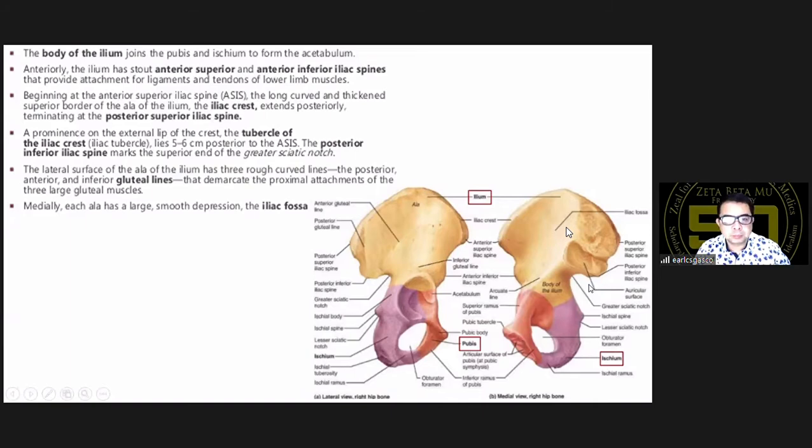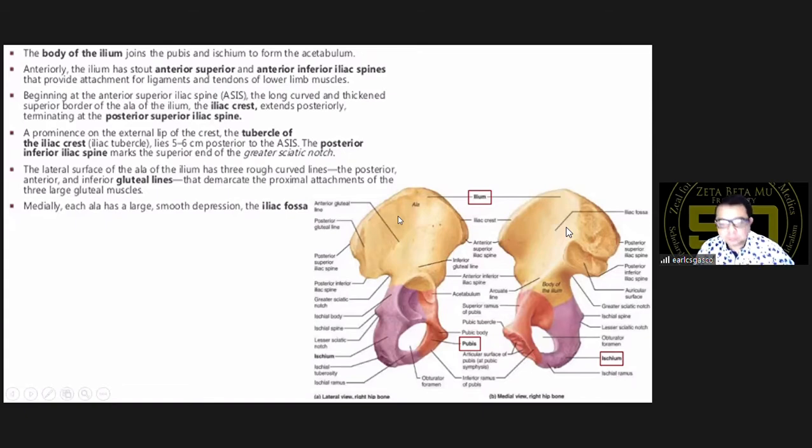Now, the lateral surface of the ala has three. This is your lateral surface again, because you see the acetabulum. The lateral surface of the ala of the ilium, or the wing of the ilium, has three curved lines: the posterior gluteal line, the anterior or middle gluteal line, and the inferior gluteal line. You will appreciate it better when you go to your laboratories. These lines are the ones that demarcate the proximal attachments of your three large gluteal muscles.